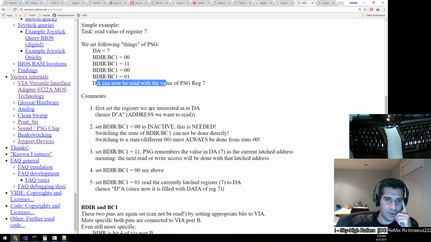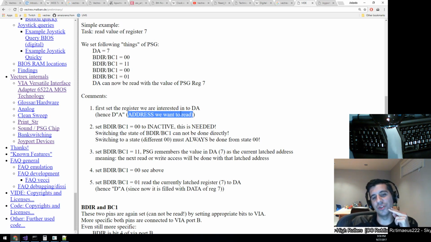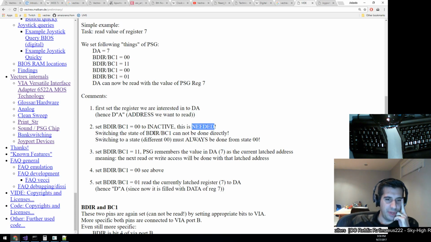Comments. First, set the register we are interested in to DA, the address we want to read. Oh, that's why it's called a data address register, because it's going to have either data or addresses in it. Set BDIR BC1 to inactive. This is needed. Switching the state of BDIR BC1 cannot be done directly. Switching to a state different from 00 must always be done from state 00. So it's like a little state machine. We need to go back to inactive to reach read or write or latch.